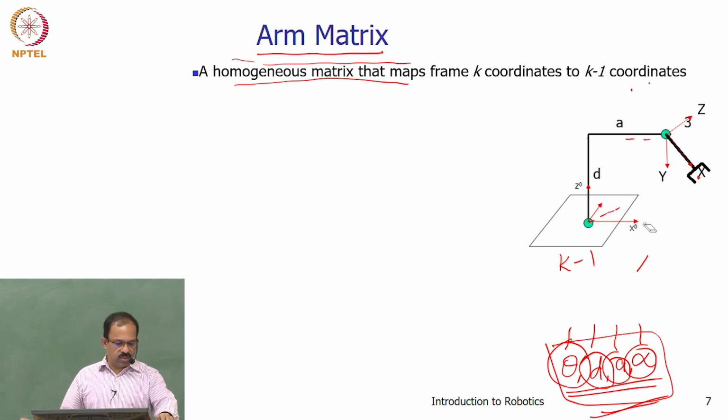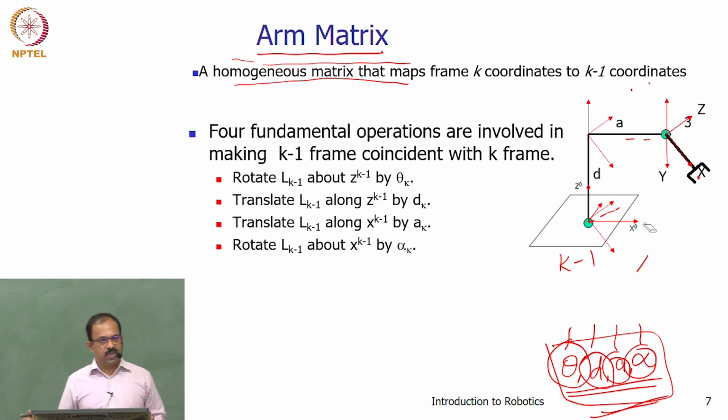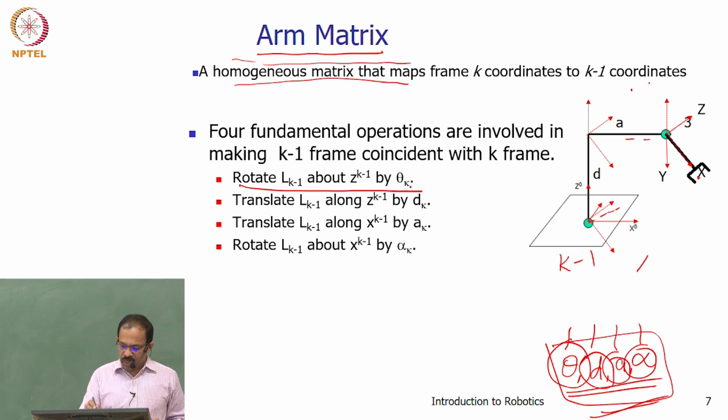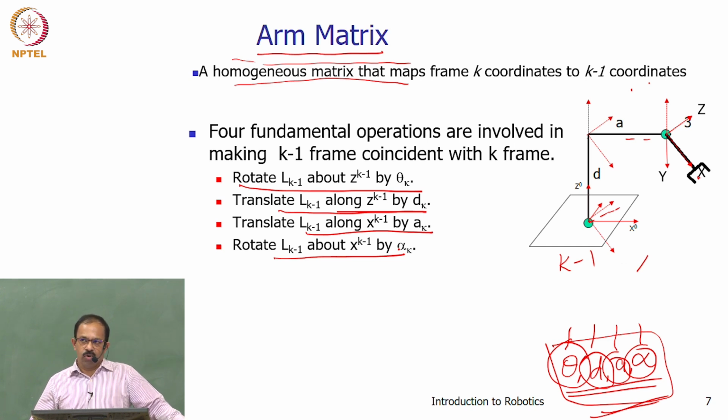Okay, so we have this transformation. It moves and then finally reaches here. So rotate L(k-1) about Z(k-1) by an angle theta, translate along Z(k-1) by dk, then translate along X(k-1) by ak, and then rotate L(k-1) about X(k-1) by alpha k. So all the transformations are with respect to its own frame, not with respect to a base frame.